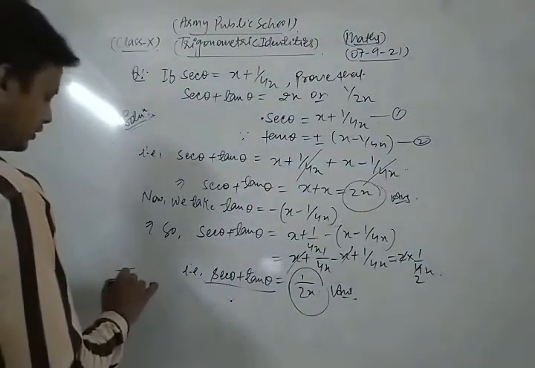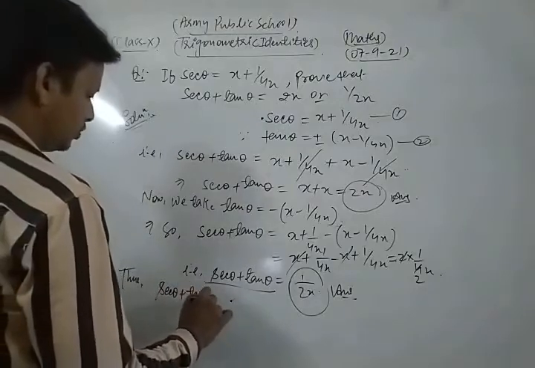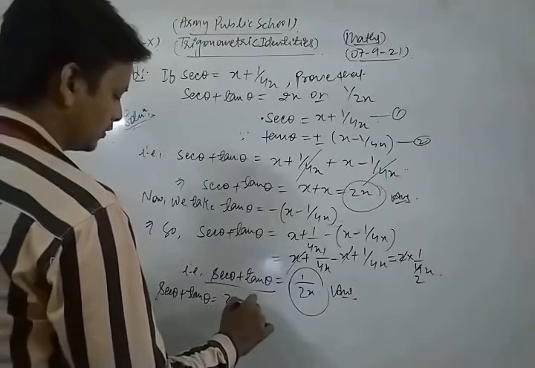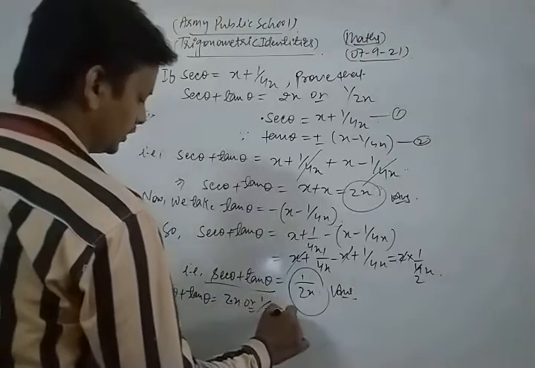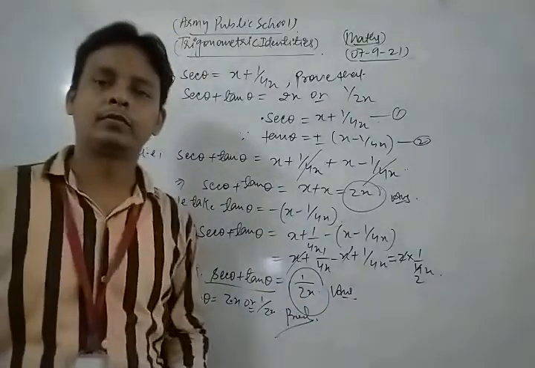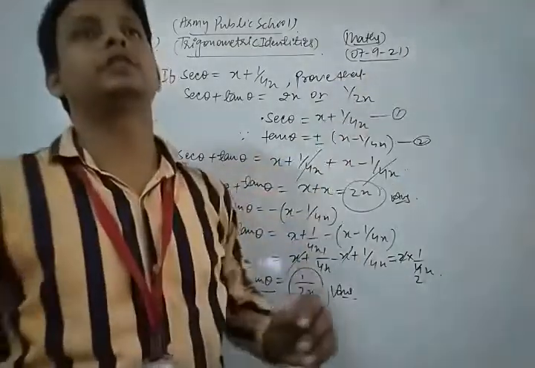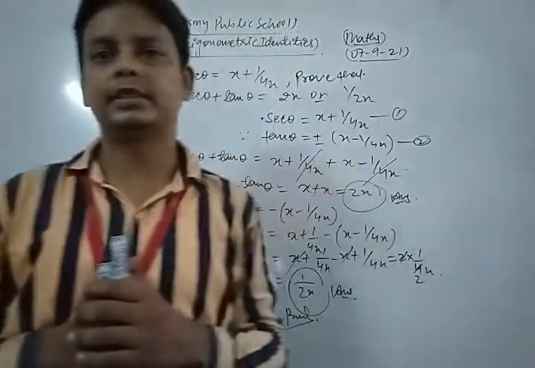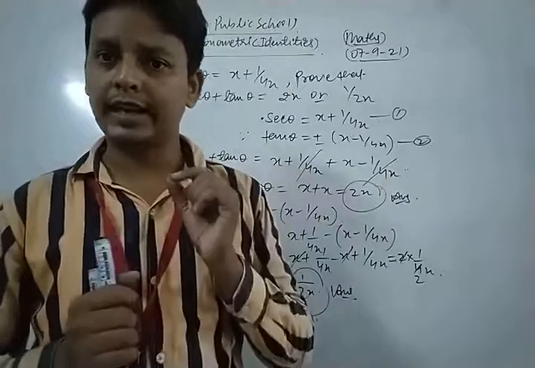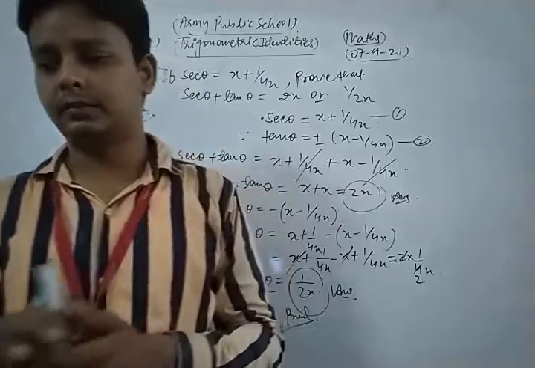Thus, dear students, sec theta plus tan theta is equal to 2x or 1 by 2x. In this way, this is the process to solve that type of question. So please, dear students, do more and more practice of that type of questions. After that, you can solve each and every question of your NCERT exercise based on these topics.